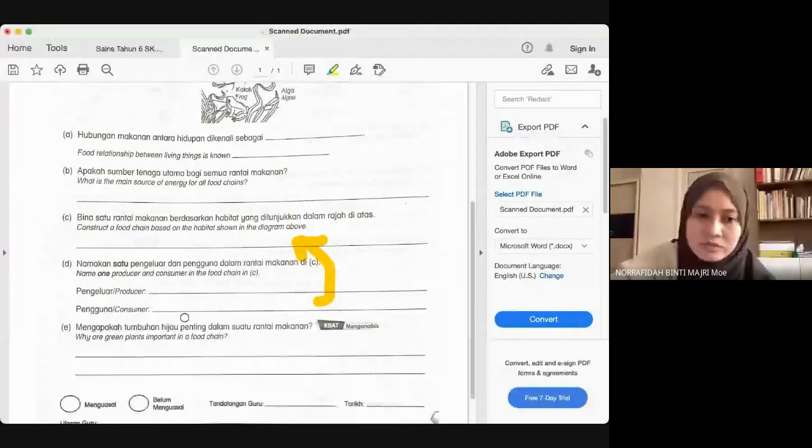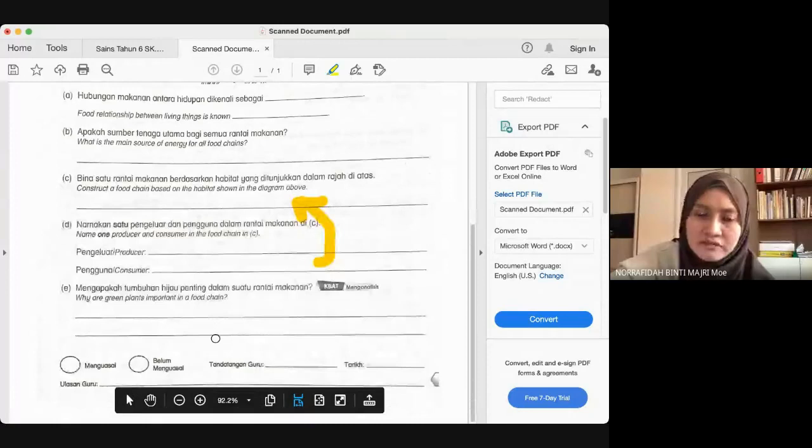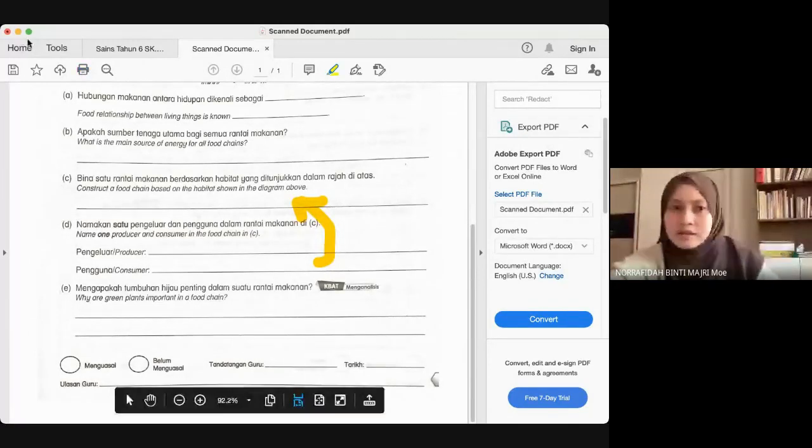Okay, last one. Why are green plants important in the food chain? Okay, give your own answer. Think and then write your own answer. Okay, that's all for today.